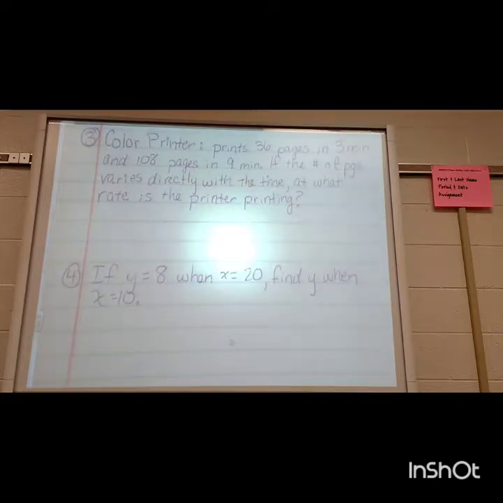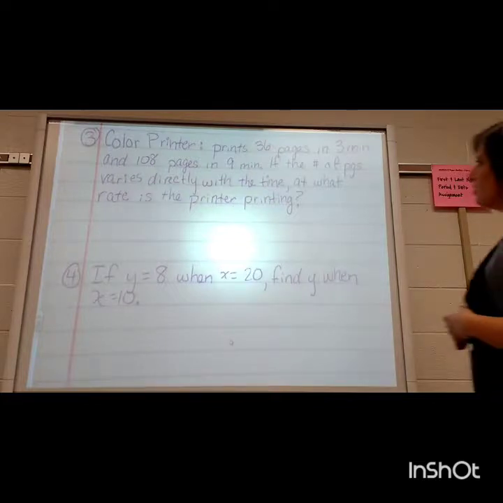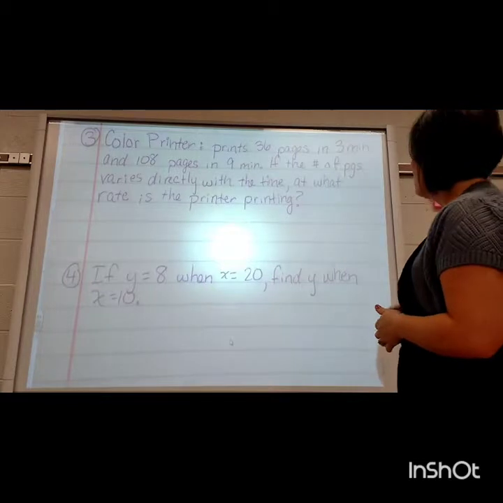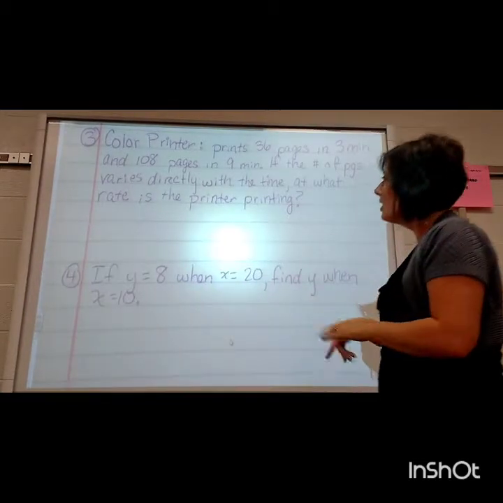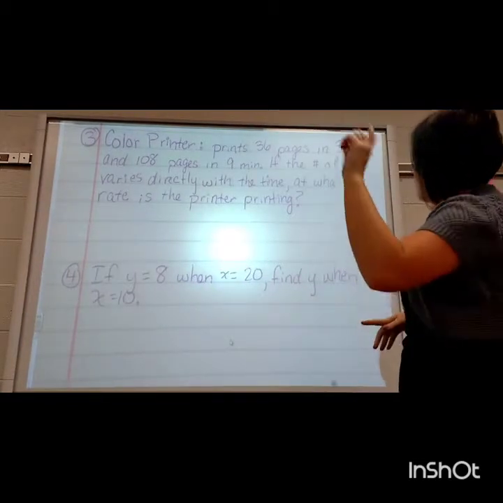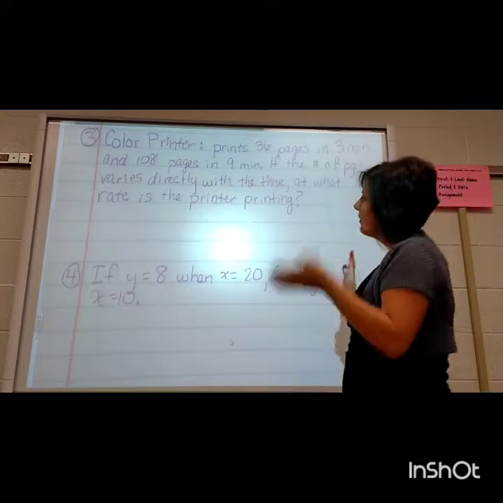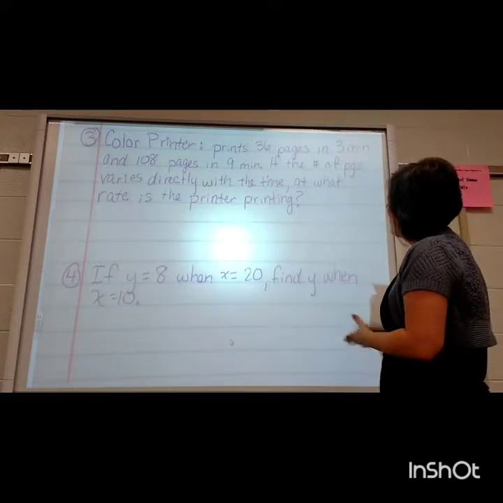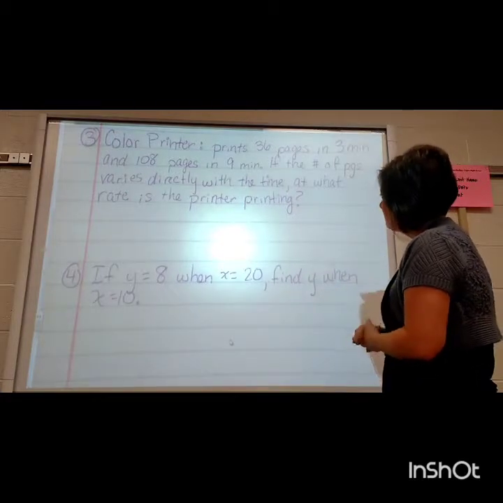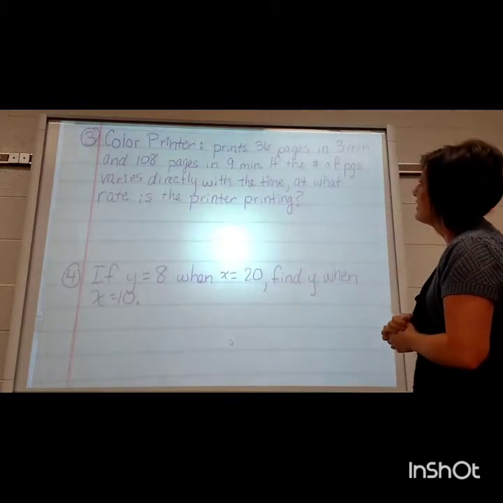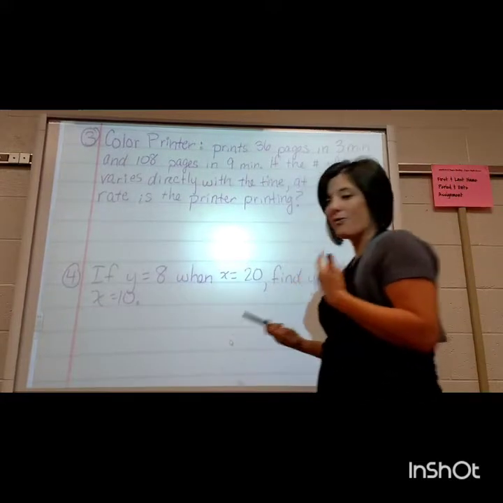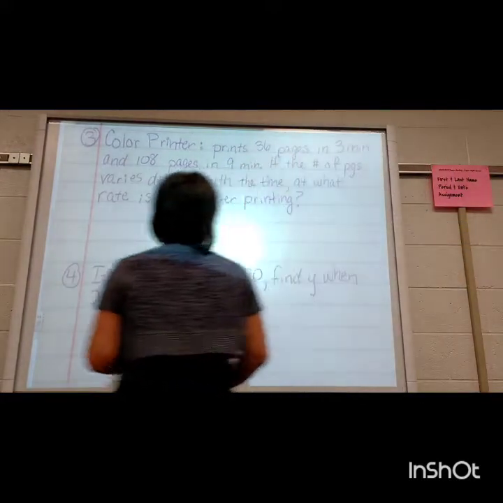Okay, a color printer prints 36 pages in 3 minutes and 108 pages in 9 minutes. If the number of pages varies directly with the time, so that means pages over time, because with "varies directly with," you put what's first on the top and what's second on the bottom. So number of pages on top, time on the bottom, pages per minute. At what rate is the printer printing? So we're going to take both of them and make the fractions and simplify, making sure that they're the same.